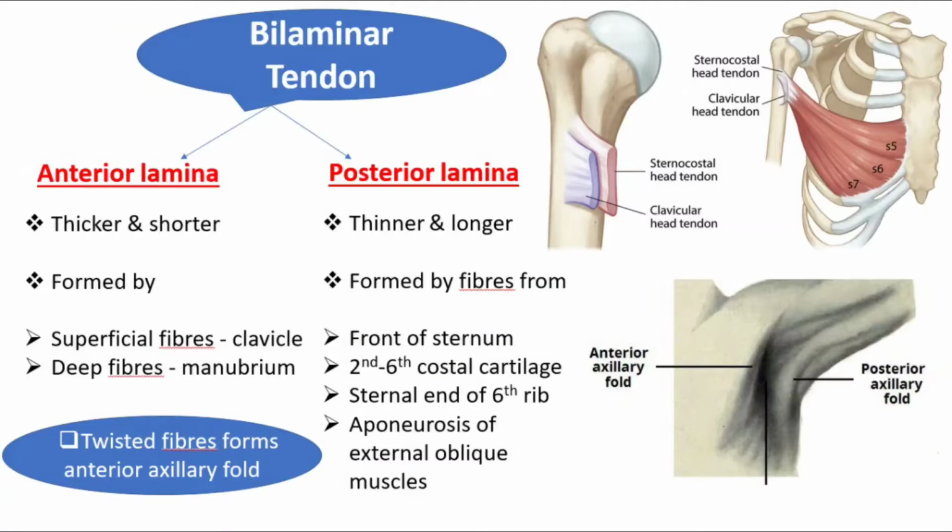The fibers from the sternum and aponeurosis get twisted around and form the twisted fibers. That is, the fibers which are lowest are inserted highest. These twisted fibers form the anterior axillary fold. It is nothing but the anterior boundary formed by the lower border of the pectoralis major muscle. In the diagram you can see clearly the anterior axillary fold.